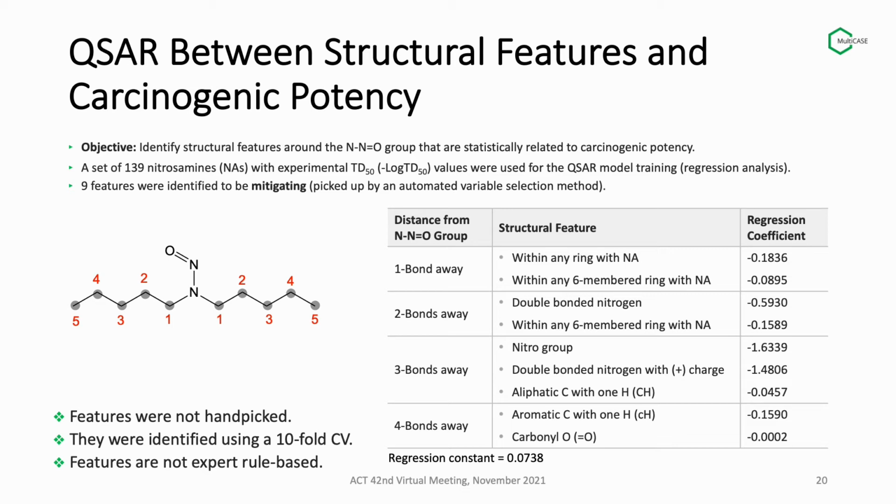So these regression coefficients can be used to predict the carcinogenic potency of a nitrosamine that is not present in this model. One thing I would like to note specifically is that these features are not handpicked. As I mentioned, they are picked using an automated 10-fold cross-validation, so these features are not expert rule based. This is the summary of the QSAR model that I tried as the first technique to build QSAR models for nitrosamine carcinogenic potency predictions.